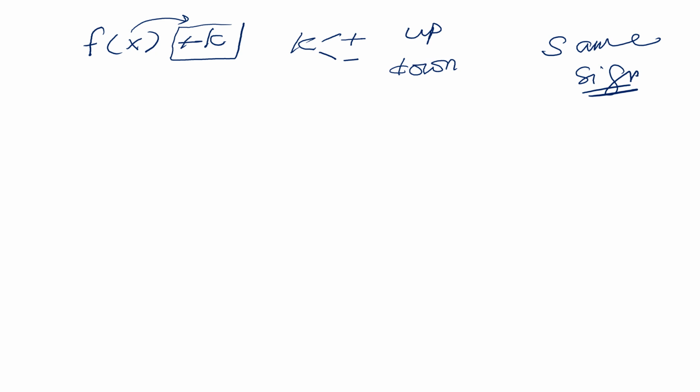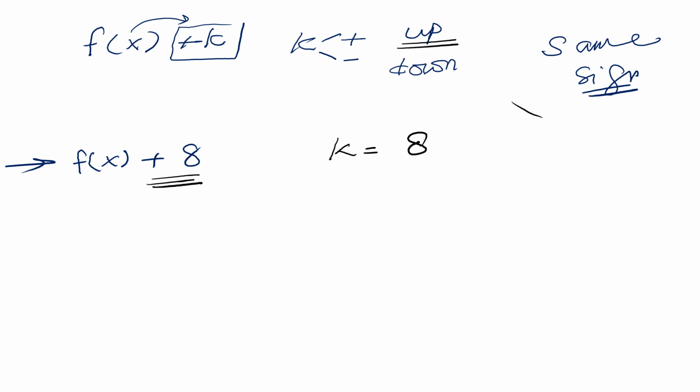Okay, let's suppose it's written f of x plus 8. So let's see this example. What is k equal to? k equals the number which is written over here, and take the same sign. It means plus 8. And plus represents what? Up. So what will you write? Move 8 units up.